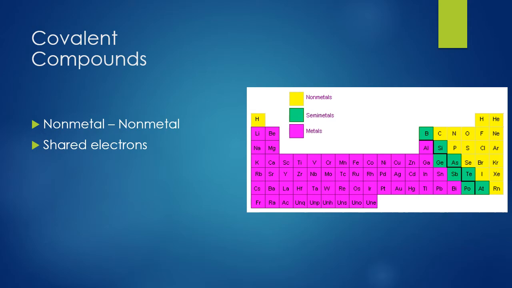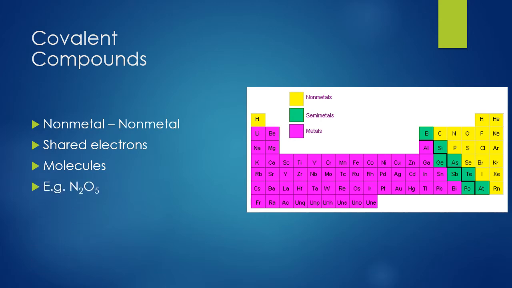When we find a covalent compound, it's when the electrons are shared. Sometimes they're shared equally, sometimes not so equally. Covalent compounds are also often referred to as molecules. So when you hear the term molecules, we're talking about covalent, not ionic compounds.